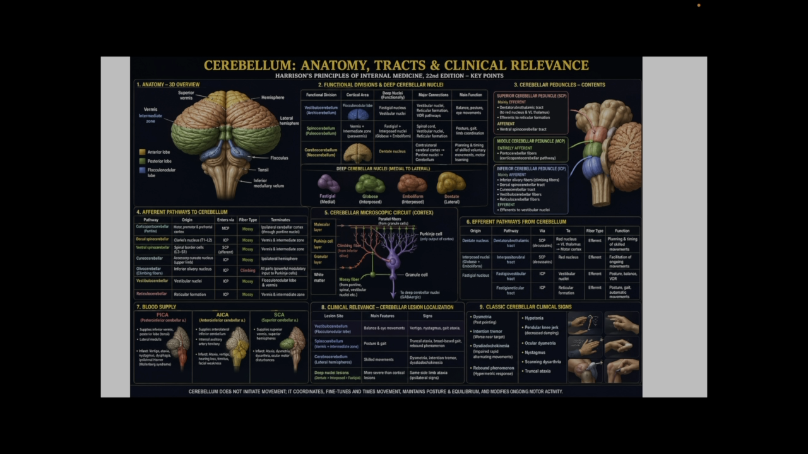How is it connected? Here in this picture, you can see the two cerebellar hemispheres connected by the midline vermis. The major surface landmarks include the anterior lobe, posterior lobe, and flocculonodular lobe. These are separated by the primary fissure and the posterolateral fissure.